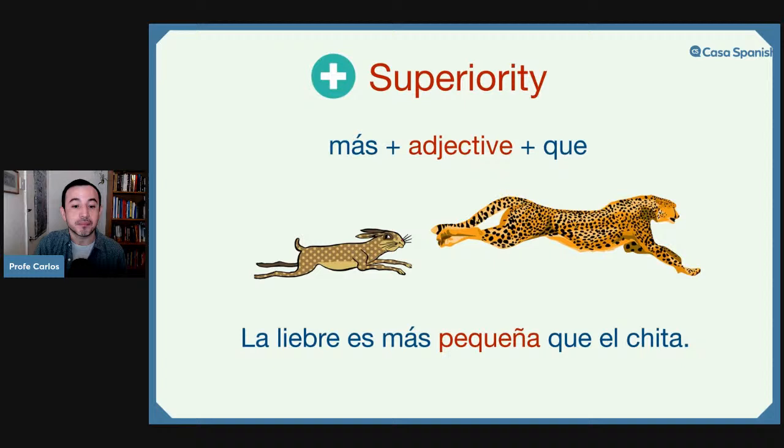For example, in this case we have la liebre es más pequeña que el chita. So we are agreeing not only number, but we are agreeing gender as well, as you can see. La liebre es más pequeña que el chita. Okay? So you remember that I'm going to try to trick you in the quiz with this. So have that in mind. Now, this is superiority. That's covered.